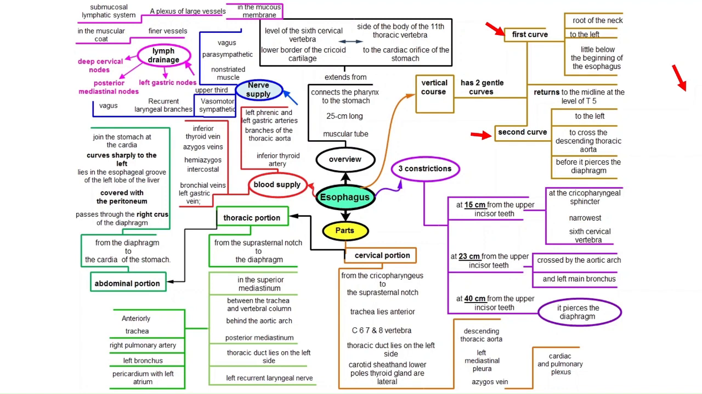The second constriction, as you go down, is at 23 centimeters from the upper incisor teeth, and it is at the level where the arch of the aorta crosses the esophagus and the left main bronchus. These two structures make a second constriction. When you introduce the endoscope, don't push hard in these areas, because you can perforate the esophagus and injure these structures.